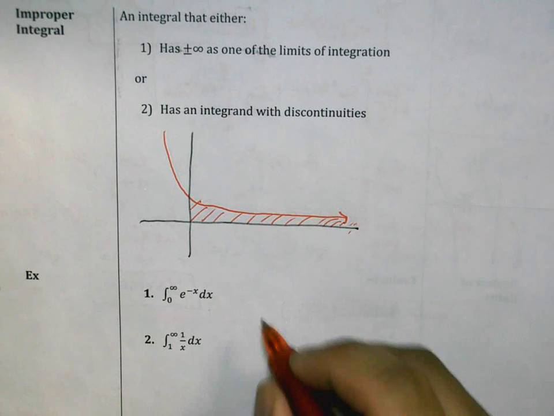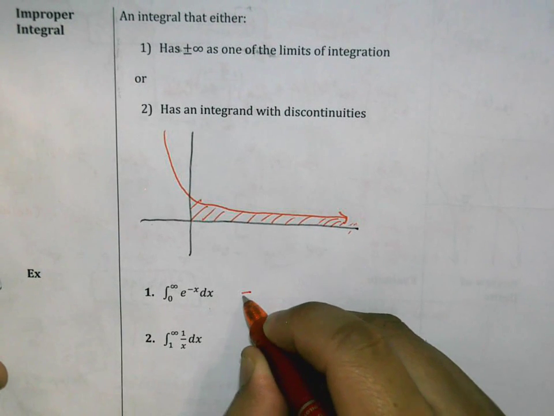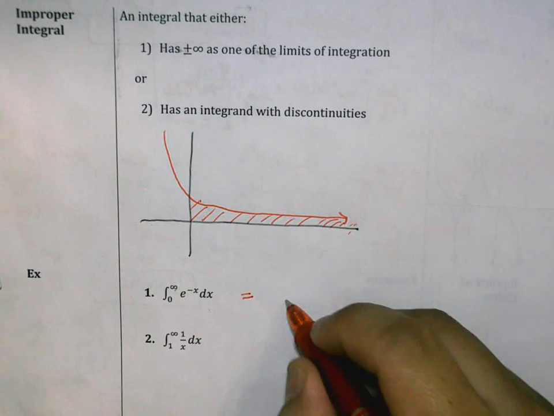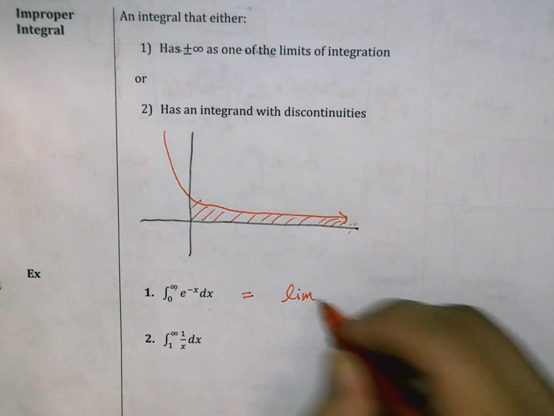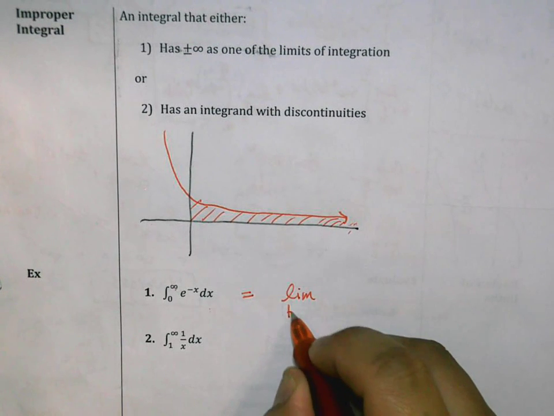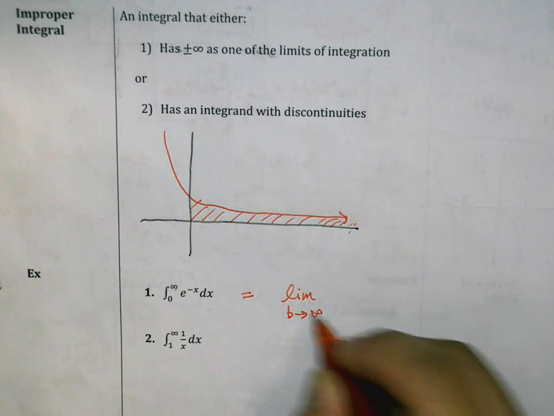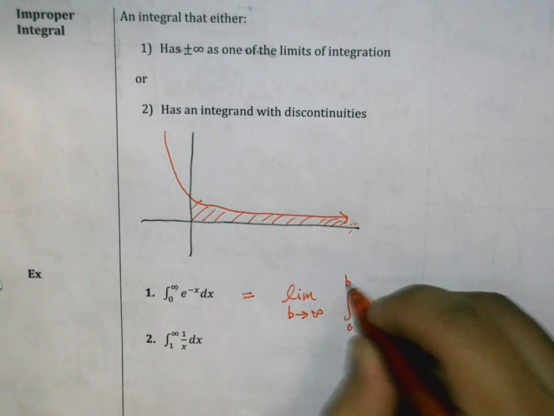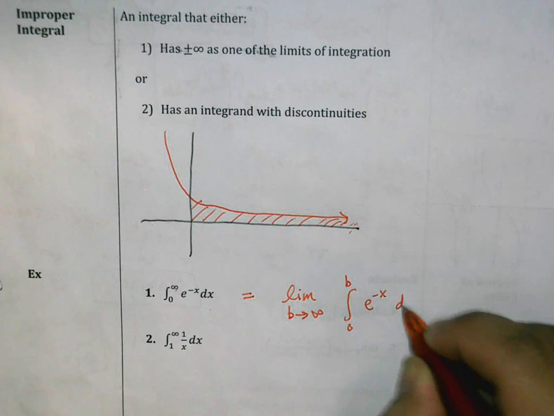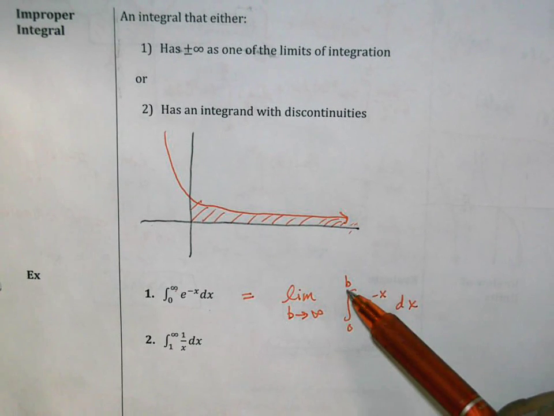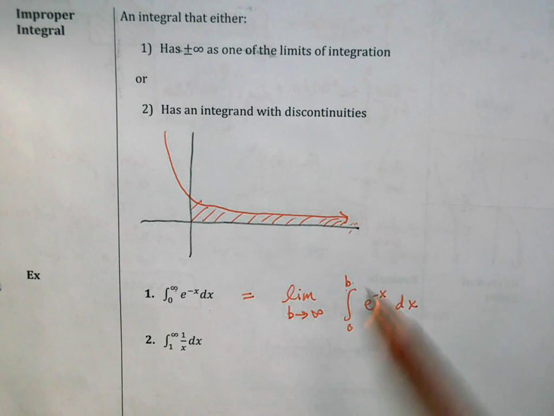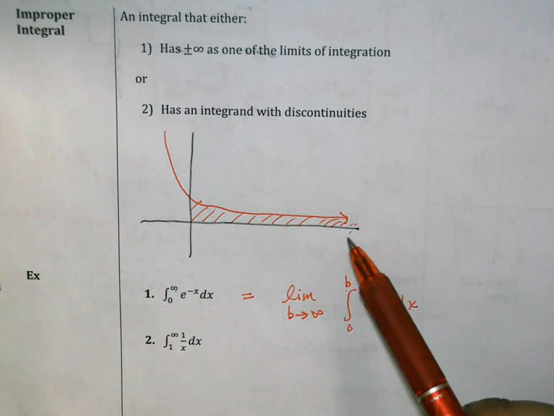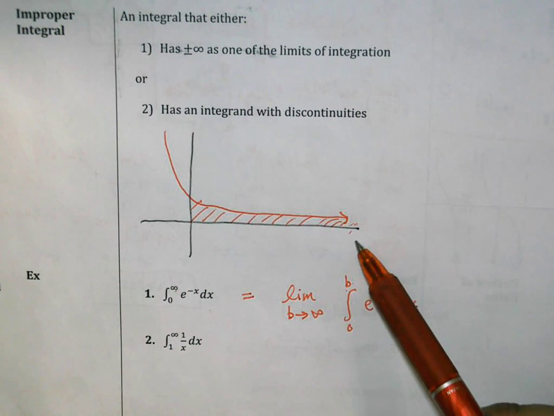So we are going to take this problem, and the idea is to revise this integral using a limit. We take the limit, using the letter b, as b approaches infinity, of the integral from 0 to b of e to the negative x dx. Instead of putting infinity here, I replace it with a variable, and I'm taking the limit as that variable approaches infinity. That's all we can really do, right? We can never actually reach infinity.